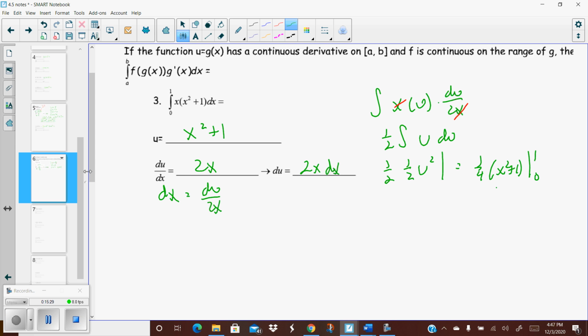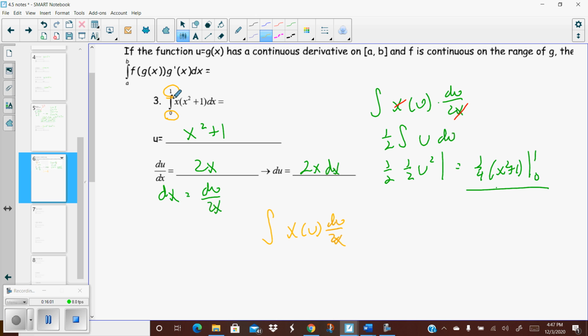The second way is, maybe I don't want to do this step. Maybe I don't want to change everything back into x. I don't have to. Everything else up to that point is pretty much going to be the same. I'm going to end up with, let's use orange, the integral of x times u du over 2x. All that's the same. But I'm going to change these bounds of integration. I'm going to change them into terms of u so that I no longer have to worry about changing back at the end.